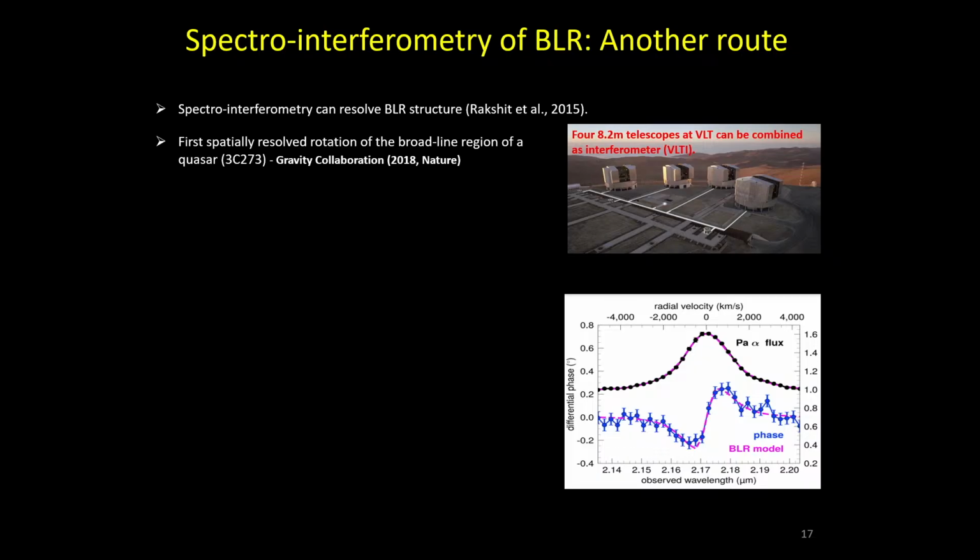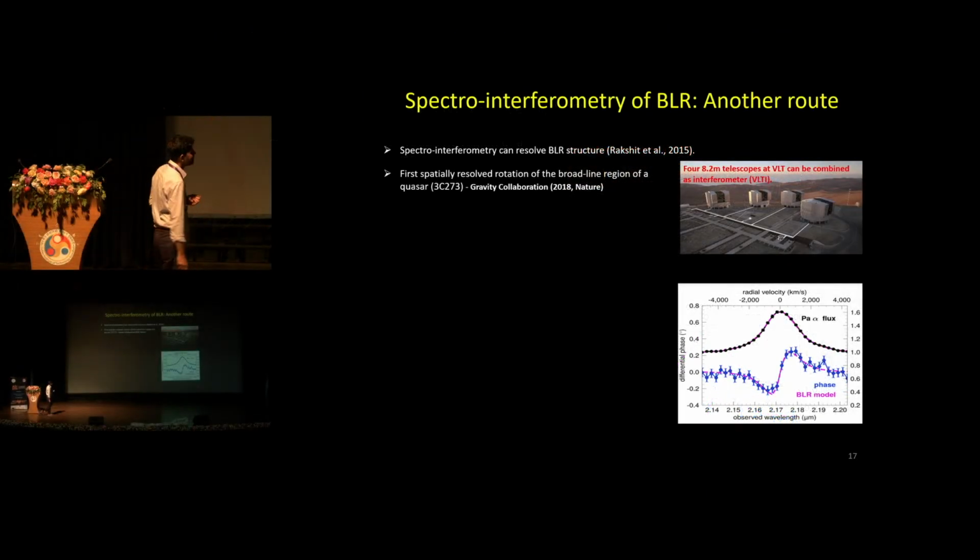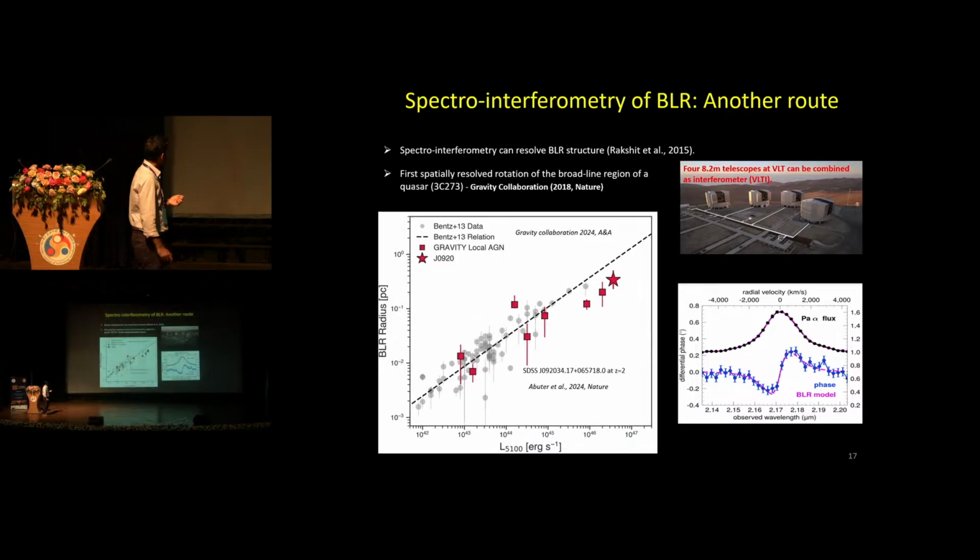Later the GRAVITY instrument came into play with high sensitivity, combining all four 8-meter telescopes together with a maximum baseline of 120 meters, and the GRAVITY collaboration successfully resolved 3C273 for the first time. Here you see the typical S-type Keplerian profile in the differential phase signature, and you clearly see the Paschen alpha emission line detection. So far we have successfully resolved the BLR structure using spectro-interferometry also.